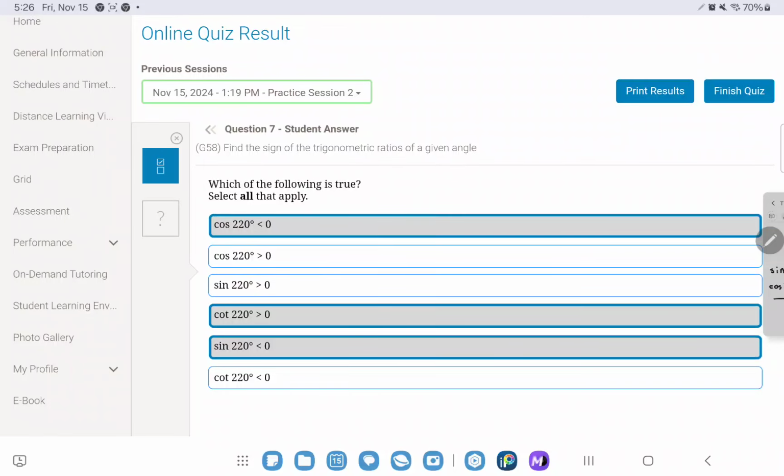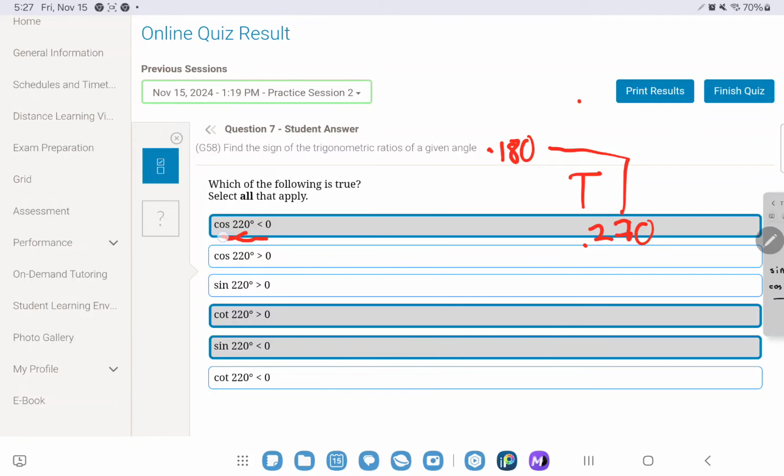Which of the following is true? Okay, let's see. So 220 is our angle in all these. So let's bring back our graph. 0, 90, 180, 270. So if it's going to be 220, it's between 180 and 270. So we're only going to look at this quadrant. If this one was all, this one was students, this is take. So the only things that can be positive are the tangent and the cotangent. They're the only things that can be positive here.